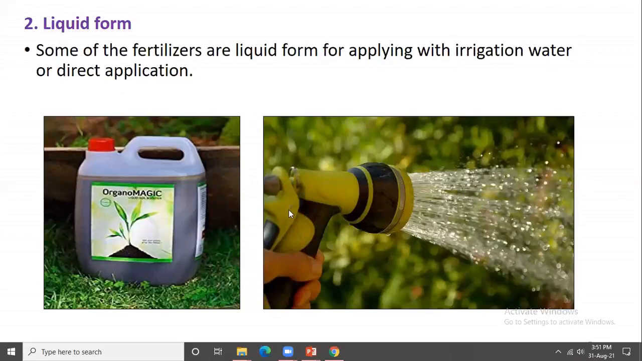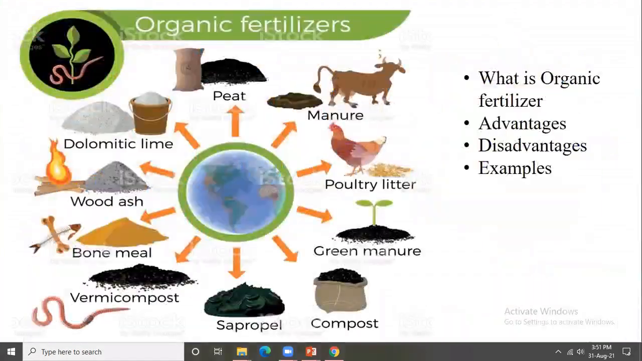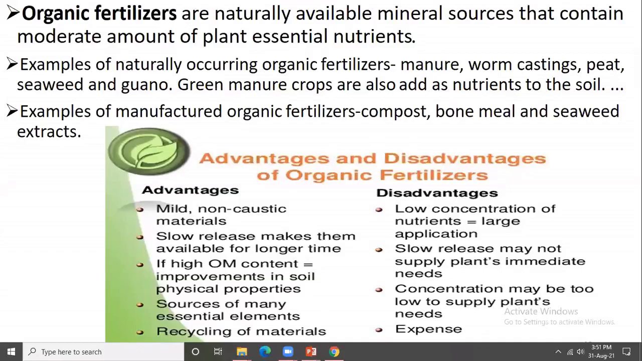Then I give some work: search and write what are the liquid forms of fertilizer available in Sri Lanka. These are applied directly or sometimes mixed with water. Then, what is organic fertilizer? What is the advantage and disadvantage? What is organic fertilizer?